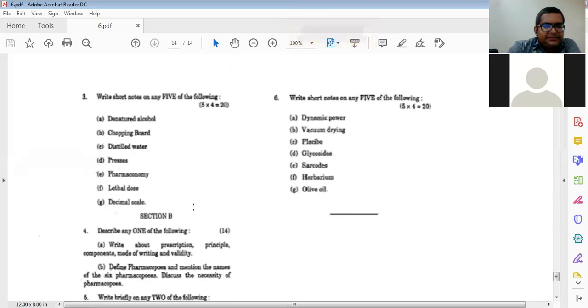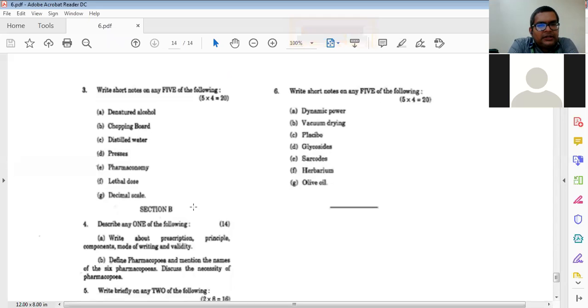Next is Section B. Section B, we will see, describe any one of the following. Write about prescription: principles, components, mode of writing and validity. That means how you will properly write a prescription, that you have to explain. About prescription writing you have to explain.